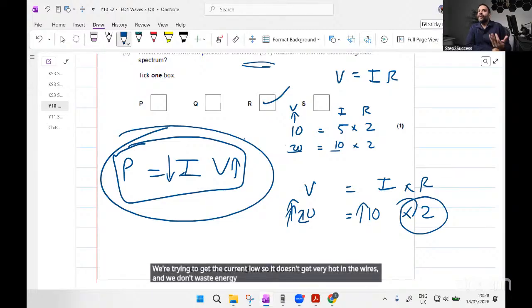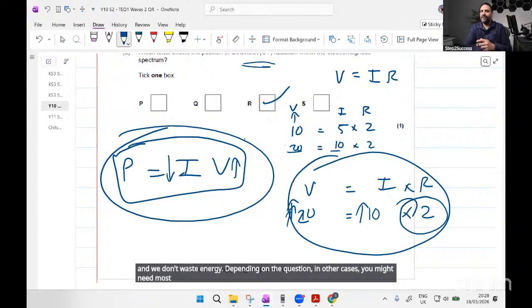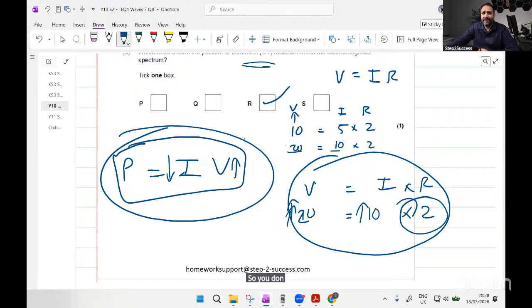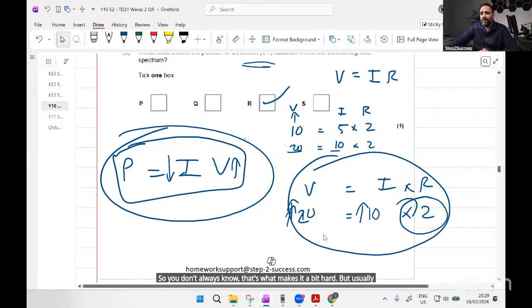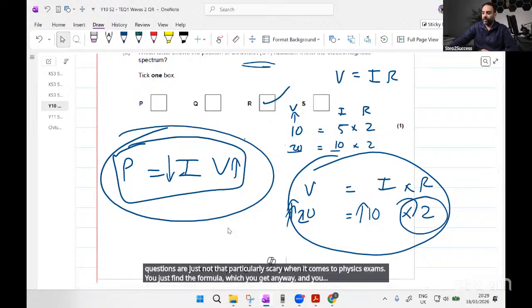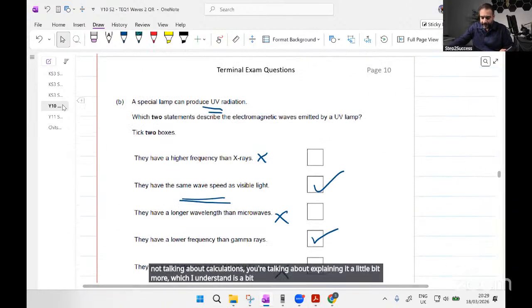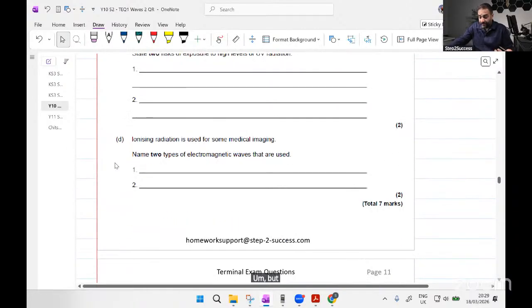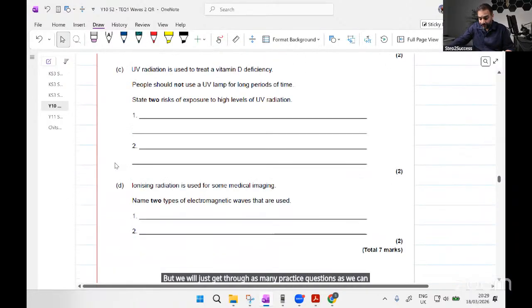Depending on the question, in other cases, most other questions will probably be dealing with that kind of thing. So you don't always know. That's what makes it a bit harder. But usually, as I will demonstrate when we do loads of calculation questions, they are just not that particularly scary when it comes to physics exams. You just find the formula, which you get anyway, and you do it. But you're not talking about calculation questions, you're talking about explaining it a little bit more, which I understand is a bit more complicated. But we will just get through as many practice questions as we can in the meantime.